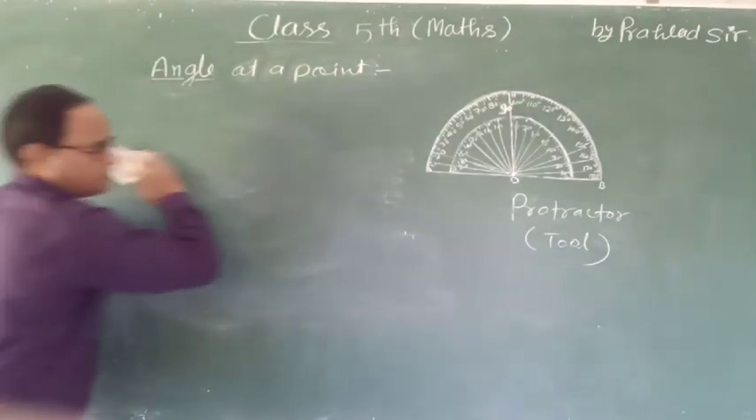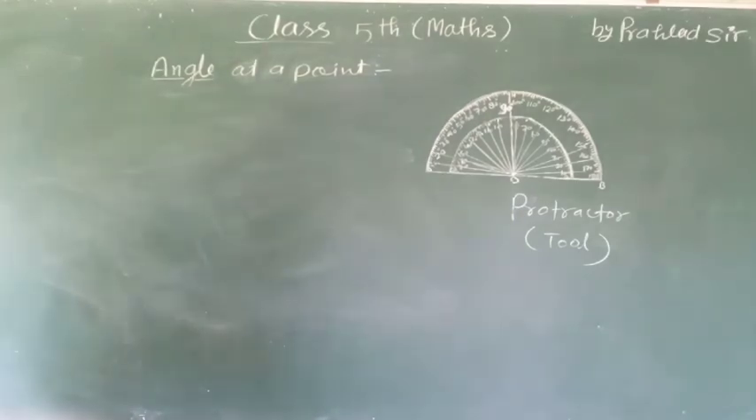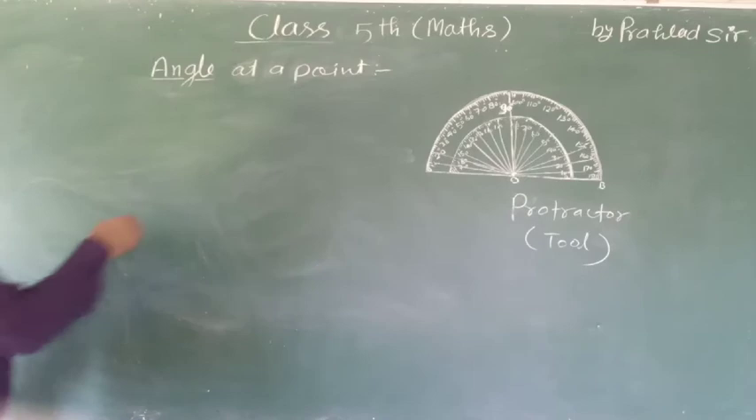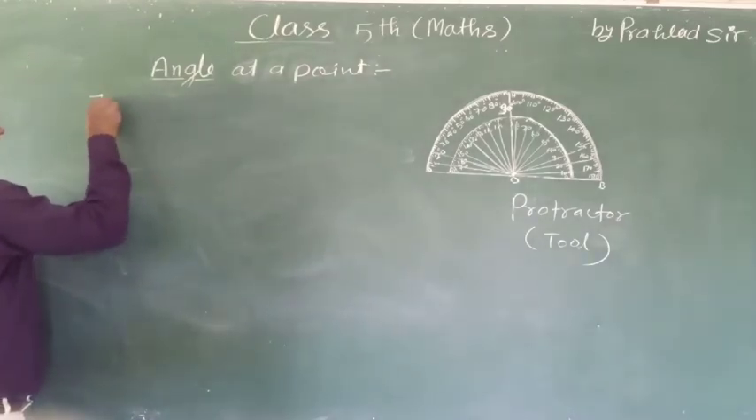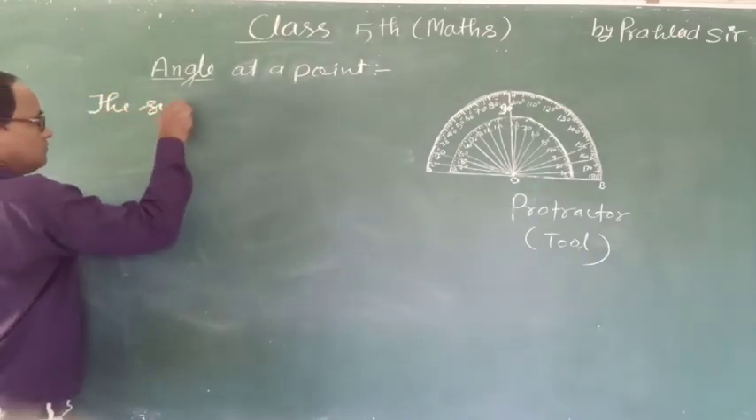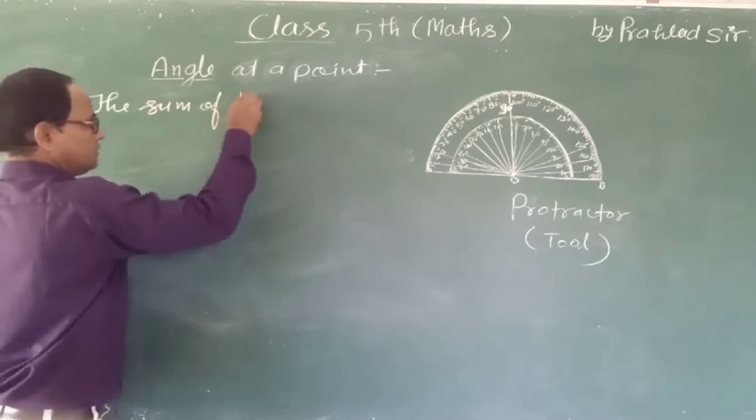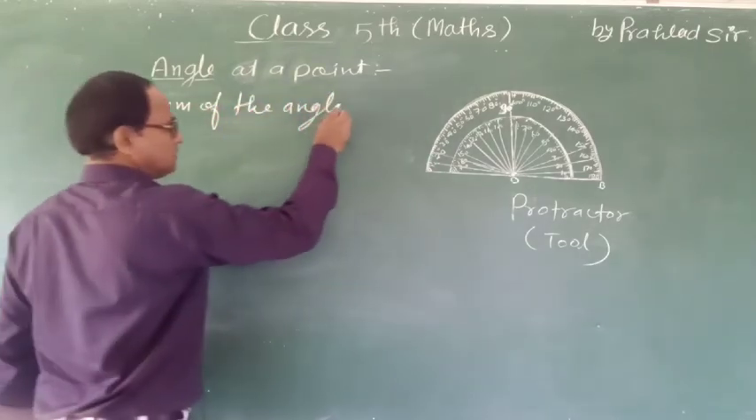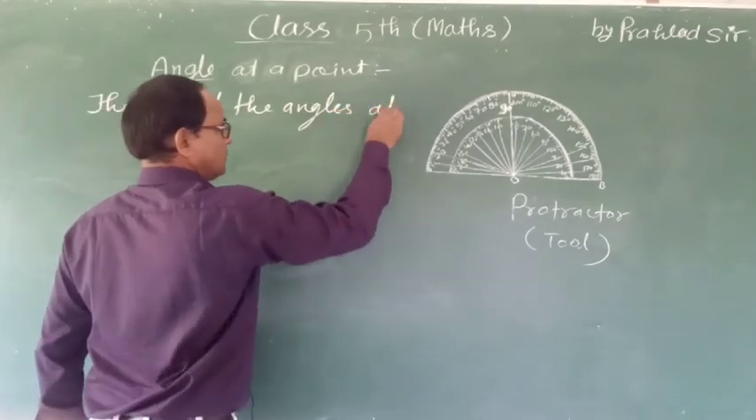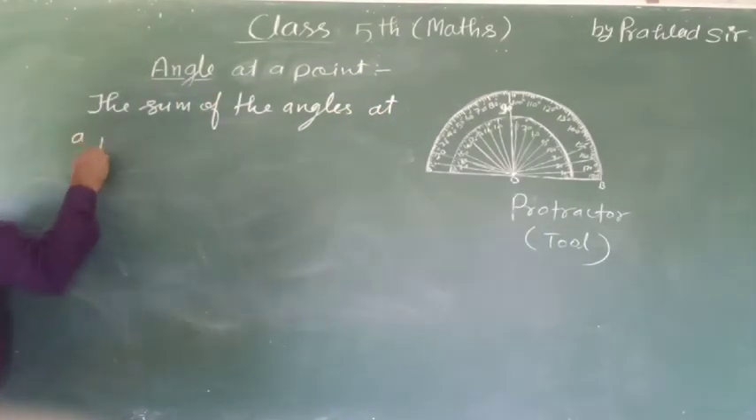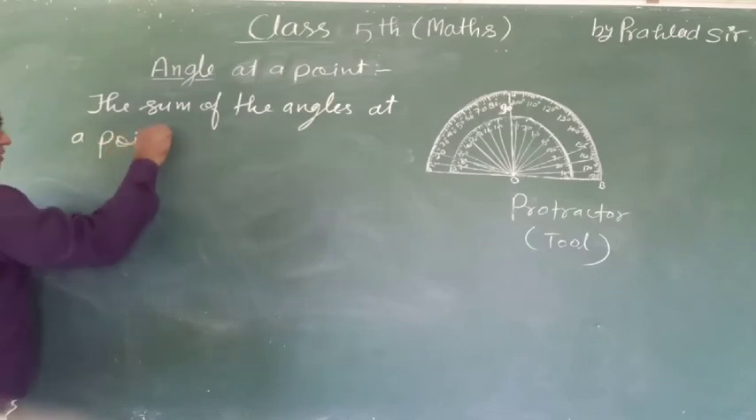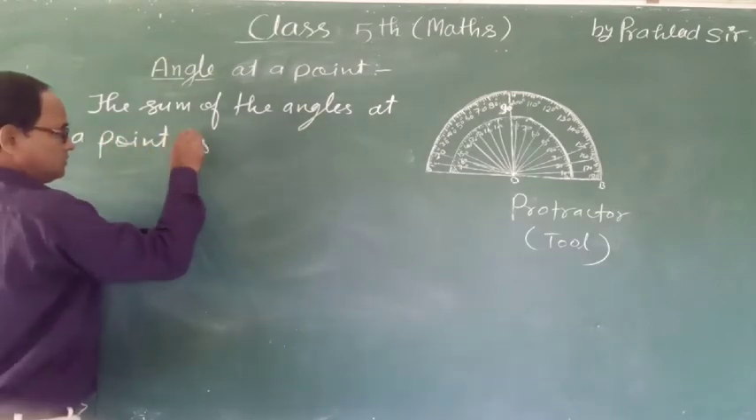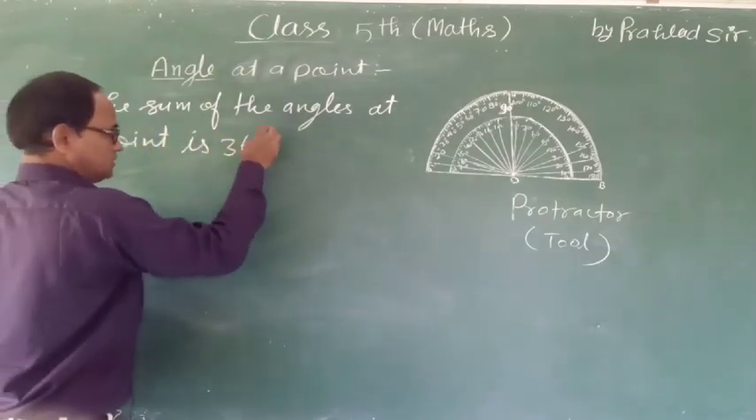You can write here: the sum of the angles at a point is 360 degrees.